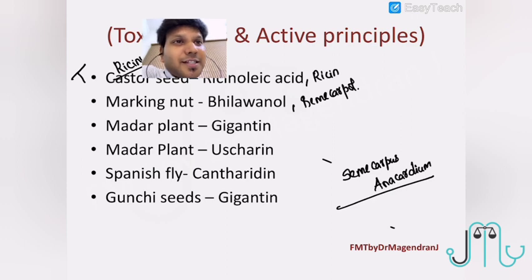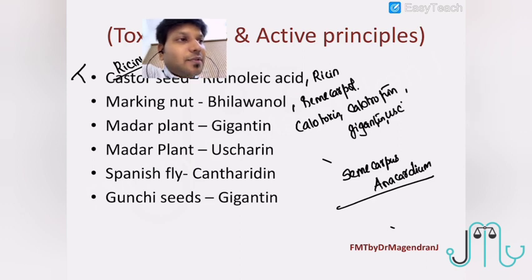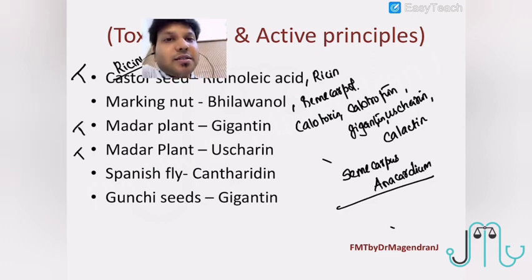Madar. Madar plant is nothing but your Calotropis. We have 5 important toxic principles in Calotropis: calotoxin, calotropin, gigantin, uscharin, and calactin. We have 5 important active principles of Calotropis. So both these pairs will be right. Spanish fly, cantharides, cantharidin, that is true.